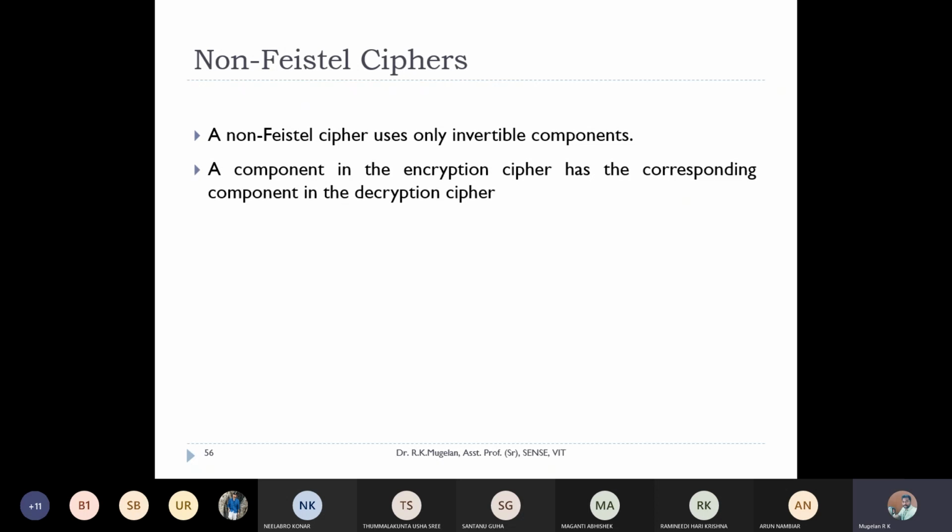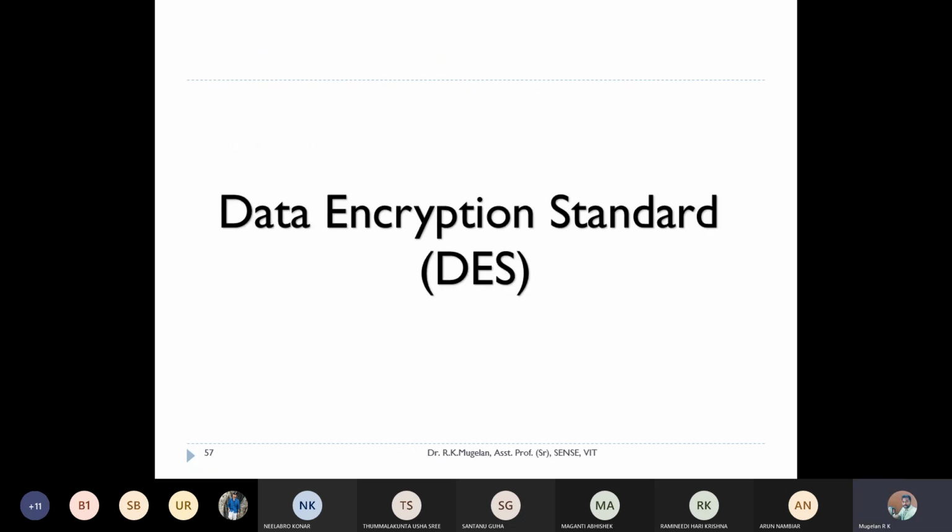Now, if you move on to non-Feistel ciphers, as I said, non-Feistel ciphers are very easy to design. They're not all invertible components, right? So I hope you are now clear with Feistel and non-Feistel ciphers. If it is clear, raise your hands. Because if you are not clear with those parts, you can't understand the most important topic which we are going to discuss now. Thank you, Arun. Thank you, Kashish.